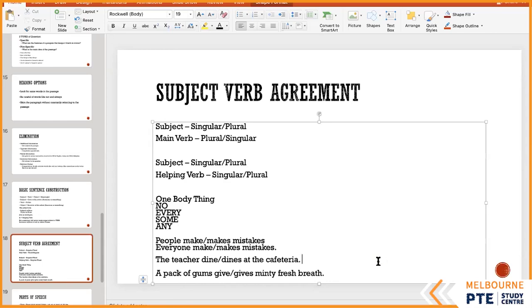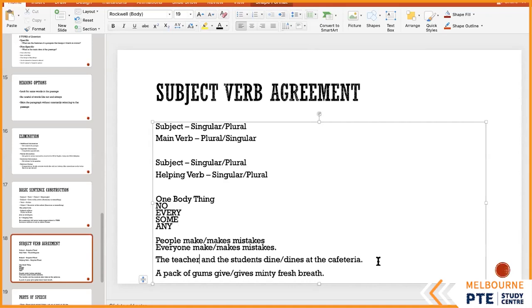Now, let's do something a bit different. The teachers and the students, dine or dines at the cafeteria? Dine, good. Suppose I change this. The teacher and the students, dine or dines at the cafeteria? It's still dine.